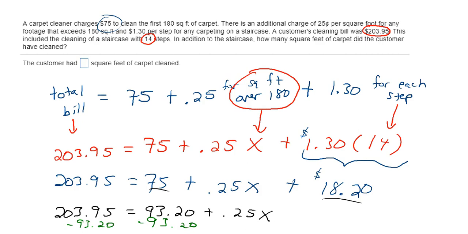And so I should be able to do this. I should be able to do that in my head, but I just feel like using a calculator. I'm not mentally up to the task. 203.95 minus 93.20 gives me $110.75. $110.75 equals 0.25x. I'm sorry, I'm running out of room here, so I had to continue the work over here. And then we will divide by the 0.25 on both sides.